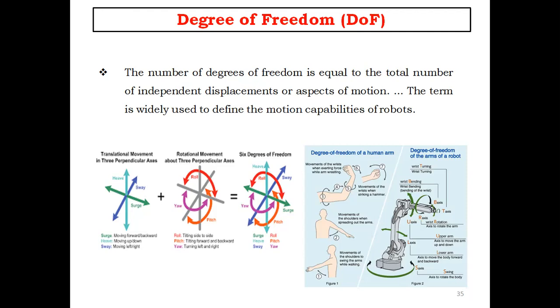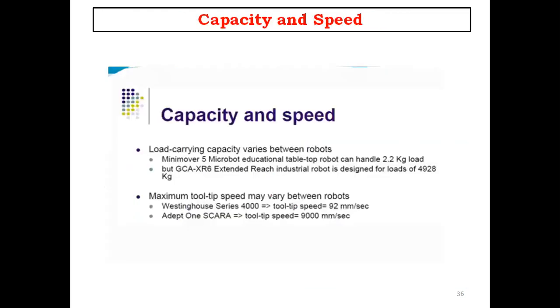Degrees of freedom defines the total number of independent displacements or aspects of motion, and it is used to define the motion capabilities of robots. Here we have three perpendicular axes and a translation movement. The movements are surge, heave, and sway.